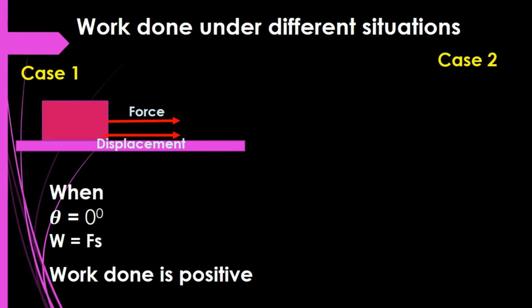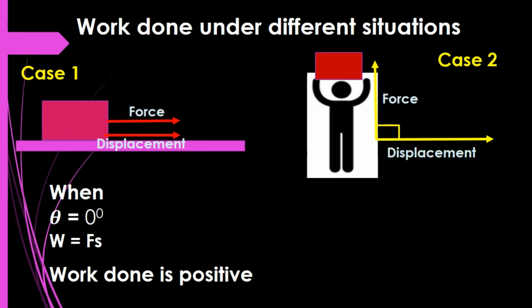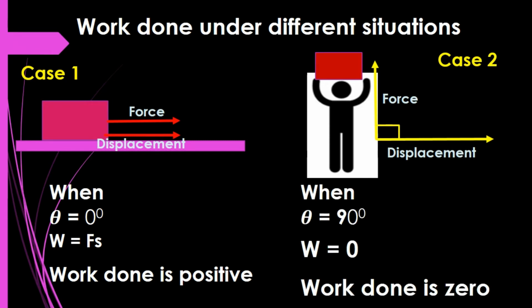If we consider another case in which a person carries a heavy load on his head and moves forward. In this case, the force and displacement are perpendicular to each other. That means the angle between the force and displacement, theta, is 90 degree. When theta is 90 degree, work done is 0 because the value of cos 90 is equal to 0. In this case, the work done is 0.